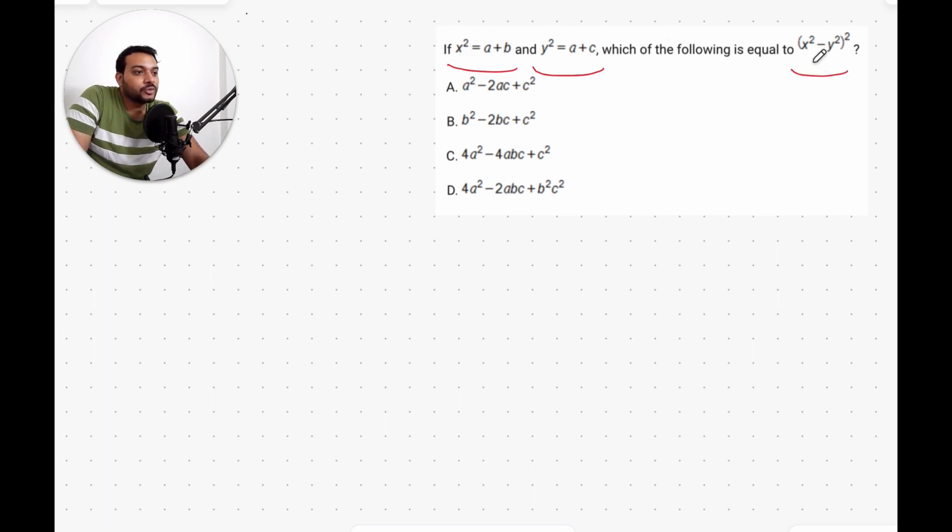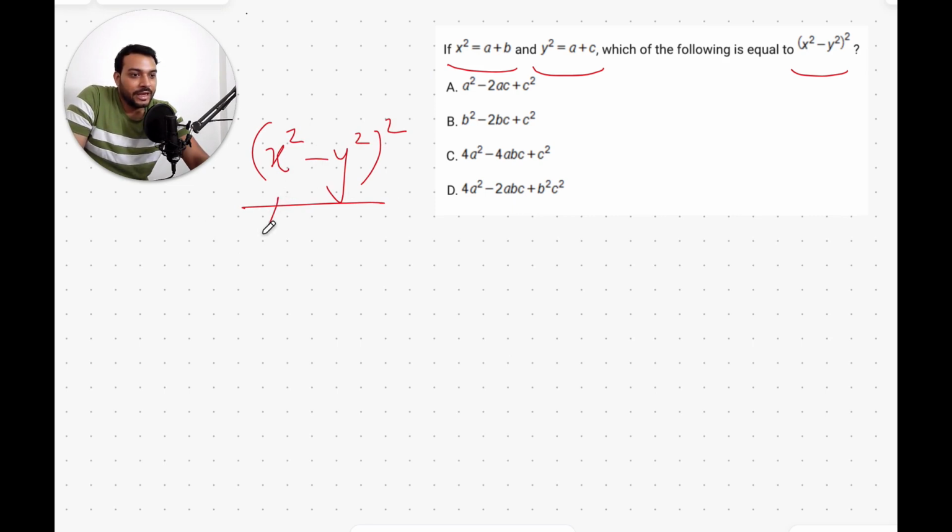They're asking x squared minus y squared whole squared. So initially I also made this mistake. I was assuming this is x is equal to a plus b. That's why I said that this could go long. But now upon further inspection, it looks pretty clear, straightforward. x squared minus y squared whole squared. This is what we need to figure out.